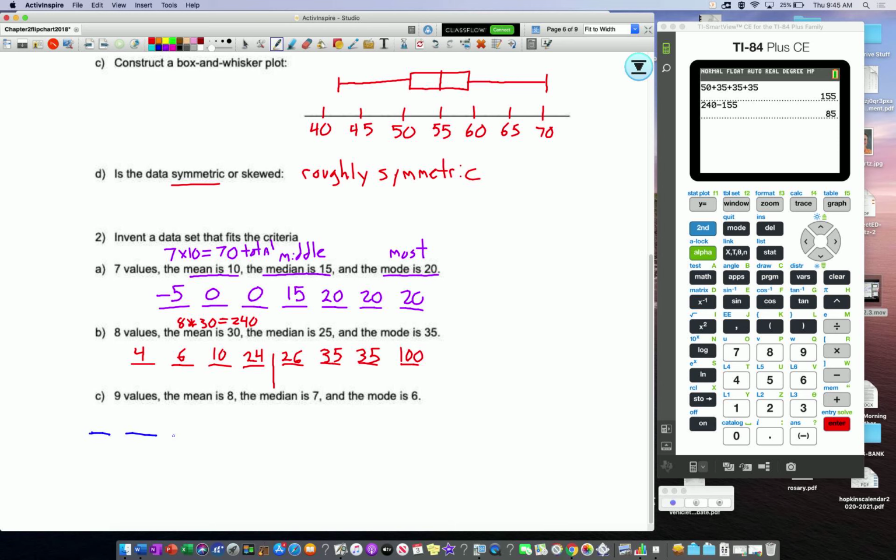So, all right, we got 9 values. 3, 4, 5, 6, 7, 8, 9. Okay, so the median is 7. I like it when it's odd because I go 1, 2, 3, 4. The 5th data point must be 7 since I have 4 below, 4 above. Okay, the mean is 8. So I know that 9 times 8, 72. All of these have to add up to 72.